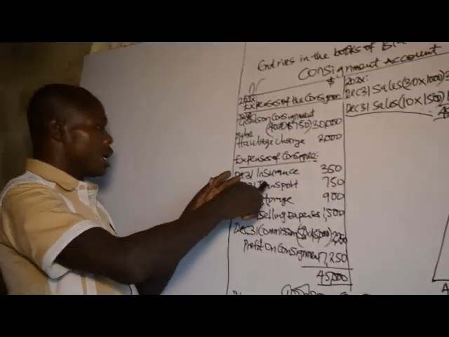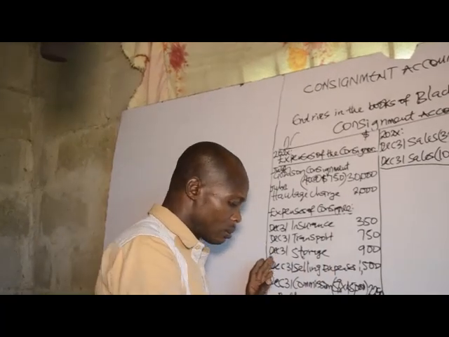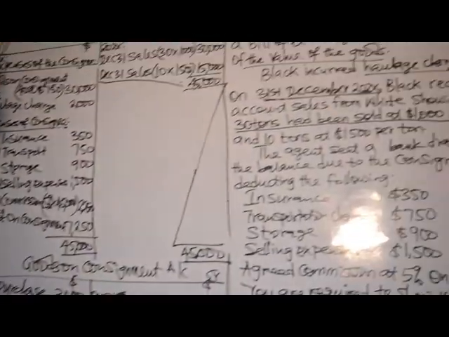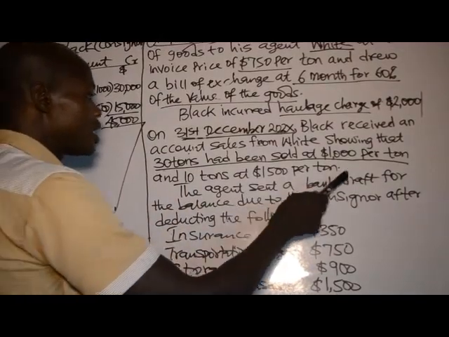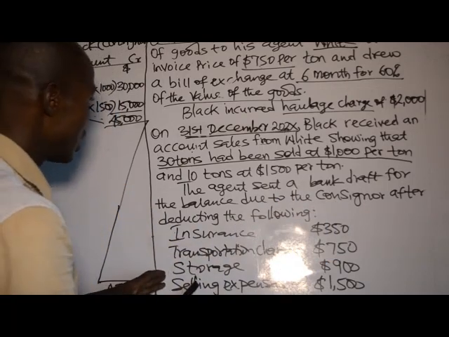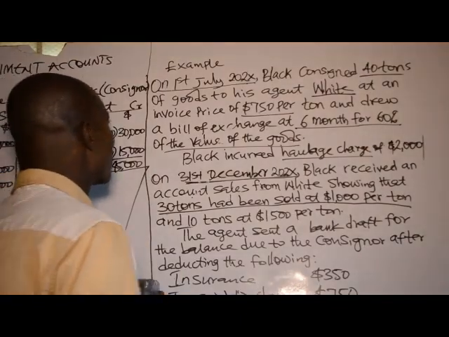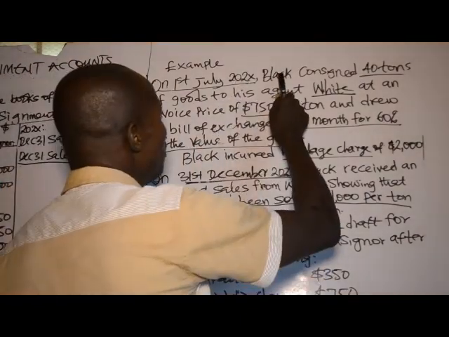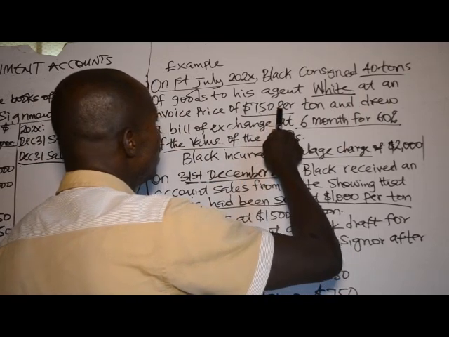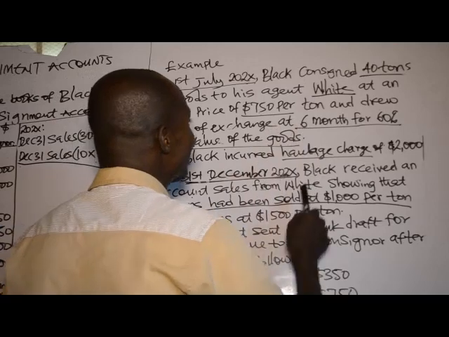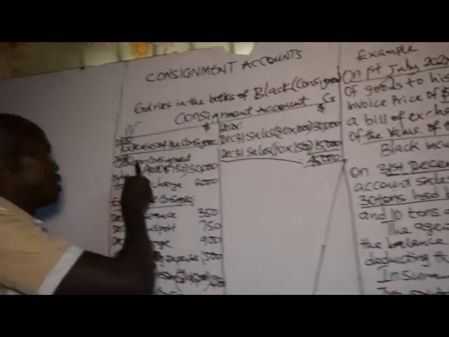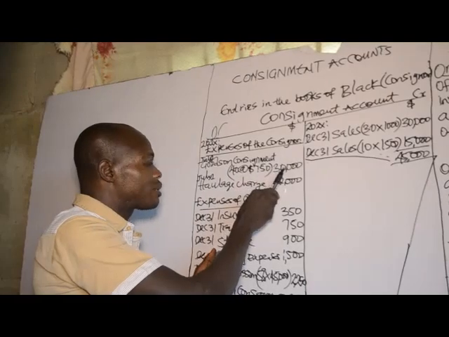Then, the expenses incurred by the agent will be credited to the consignee account. But back to the question, you were told that the agent sent a bank draft for the balance due to the consignor after deducting the following expenses. These are the expenses of the agent. At the inception, you were told that on 1st July 2012, Black consigned 40 tons of goods to his agent, White, at an invoice price of $750 per ton, and drew a bill of exchange at 6 months for 60% of the value of the goods. And the value of the goods consigned, that is 40 times 750, we have $30,000.